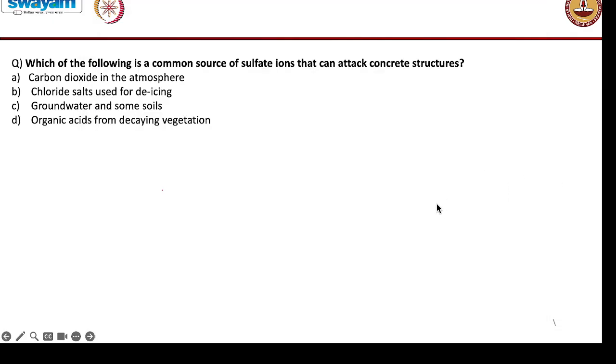Okay, let's see the answer. So answer C is correct: the groundwater and some soil already contain sulfates, which will lead to ingress of sulfate into the concrete matrix, and that will lead to the reaction with the ettringite, the formation of expansive products, and cracking.